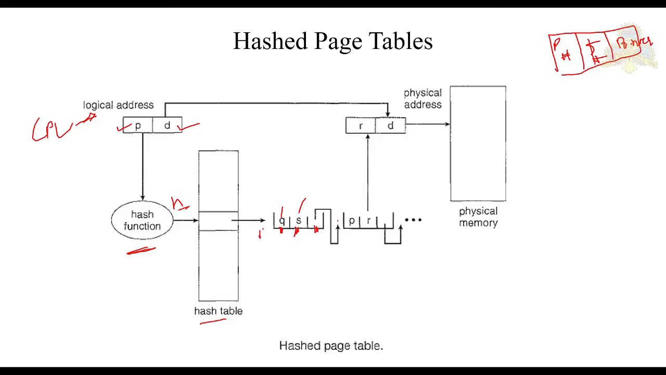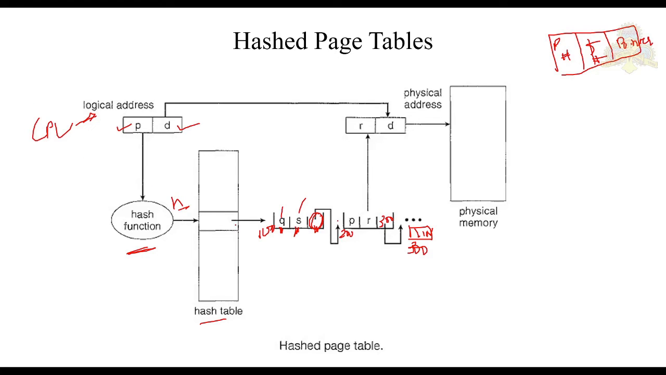Suppose the first node's address is 100 and this one is 200, then this pointer would have the address 200. If we have another node here with address 300, then 300 would be there. If there are no more nodes, then the last pointer is kept as null.